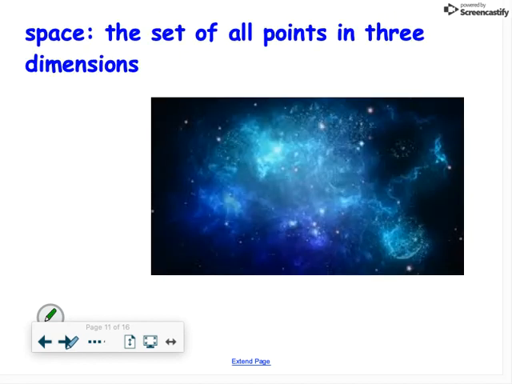Next term here is just space, and we're not talking about outer space in this case. Mathematically speaking, space is the set of all points in 3-dimensional space. So it's all of the points and everything that you can get in 3 dimensions.